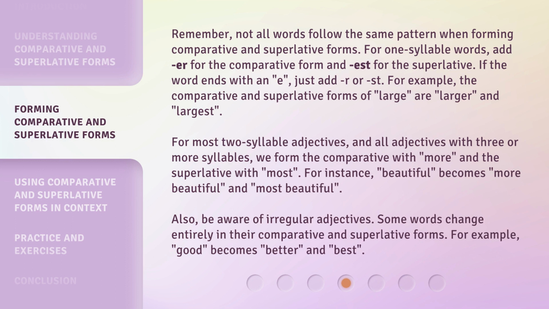For most two-syllable adjectives, and all adjectives with three or more syllables, we form the comparative with more, and the superlative with most. For instance, beautiful becomes more beautiful, and most beautiful. Also, be aware of irregular adjectives. Some words change entirely in their comparative and superlative forms. For example, good becomes better and best.